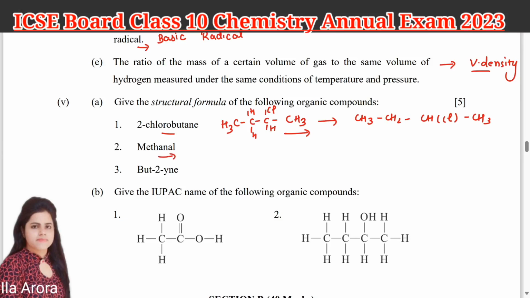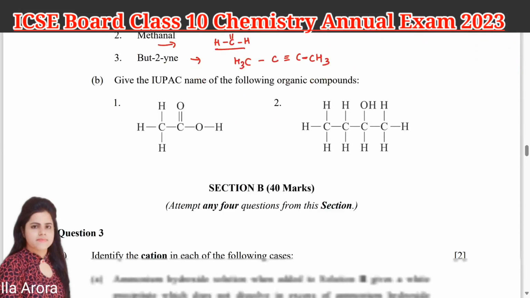or in expanded form you can write it like this. Methanol: 1 carbon and then the aldehyde group CHO. Then but-2-yne: again we have 4 carbon atoms and 1 triple bond on the second carbon. So that will be your structural formula.